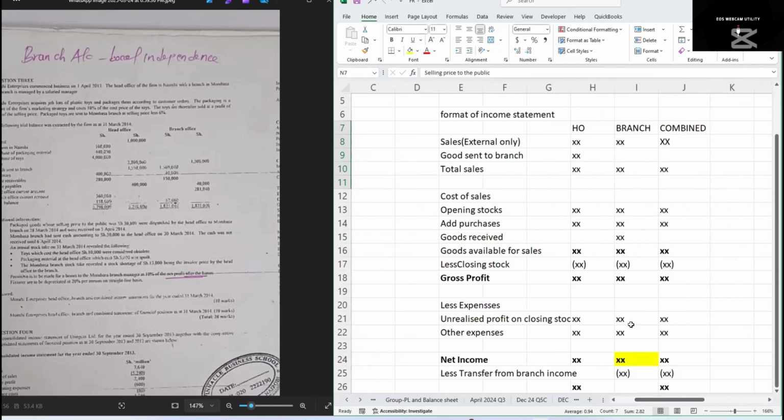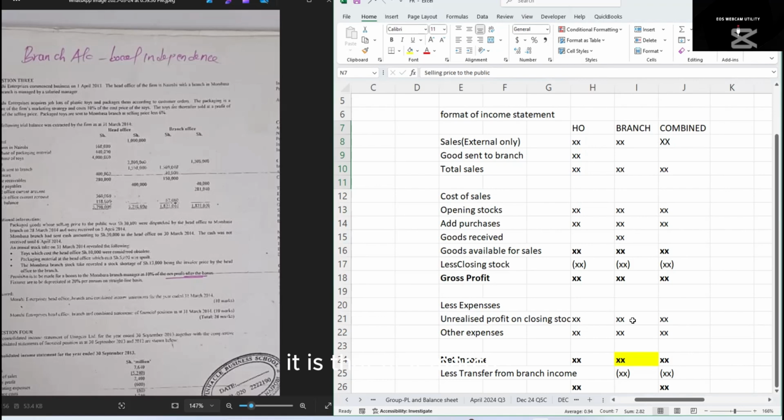So we continue. Note number one. We have been given the income statement, not the balance sheet, but data. So we have some data of the assets, liabilities, expenses, and the income. Then additional information, number one: we have been told the packaged goods whose selling price to the public was 30,809 was dispatched by the head office to the Mombasa branch on 28 March 2014 and were received on 1st April 2014. When are we closing these books of account?